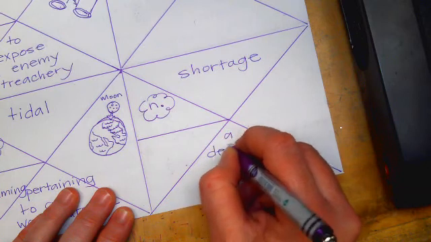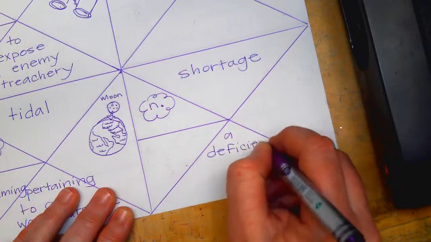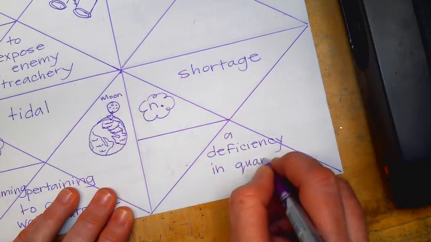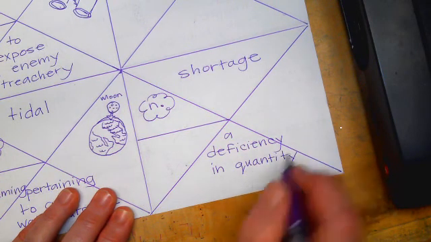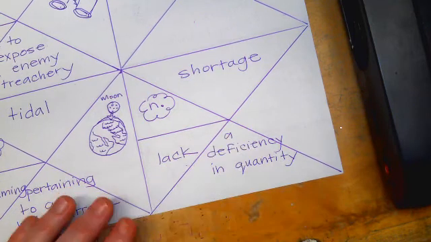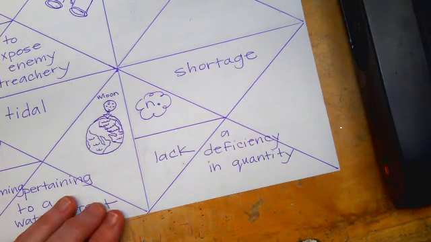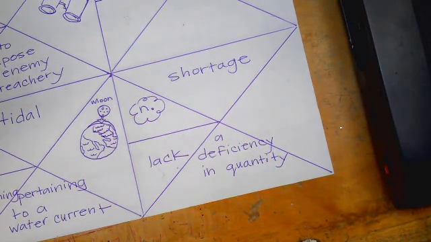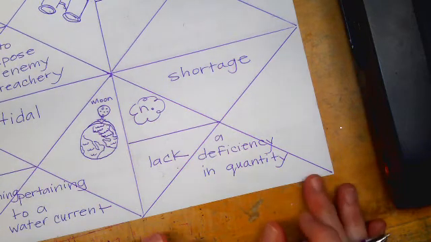Okay, our next word is shortage. Shortage is a noun. And shortage means a deficiency in quantity. And I found lack was a good synonym for that. So a shortage just means there's not enough of any object.